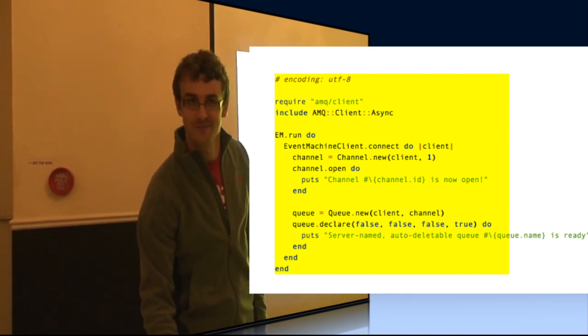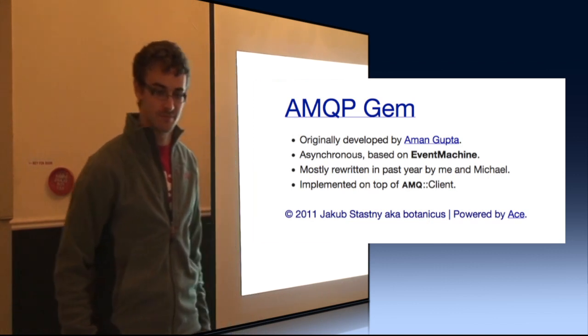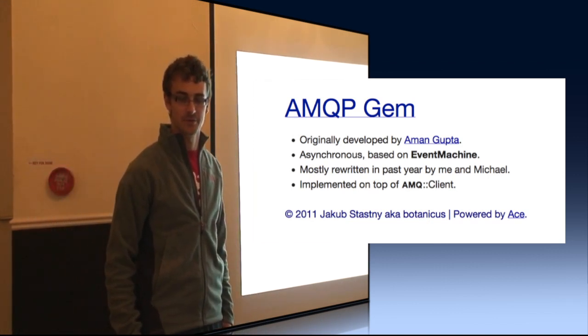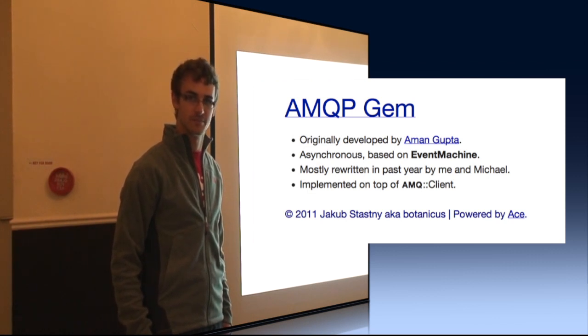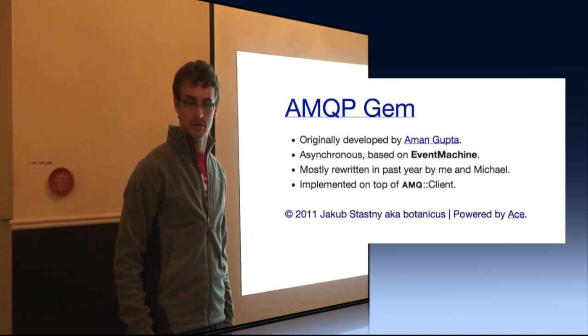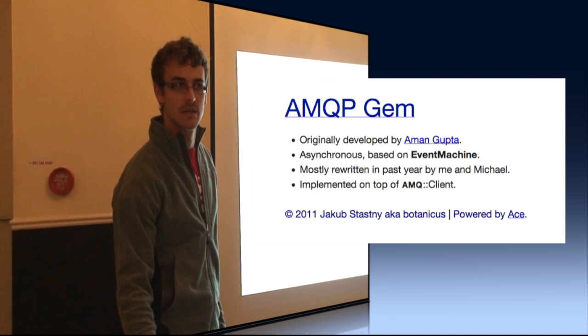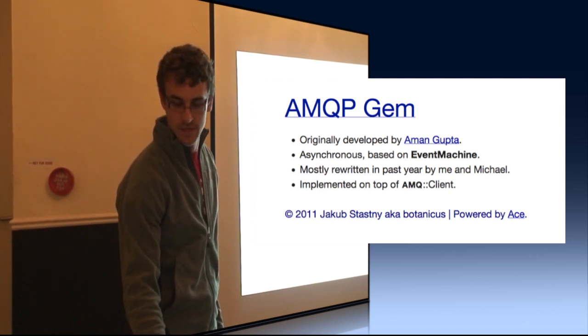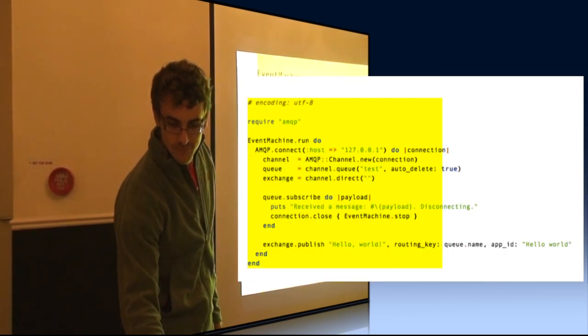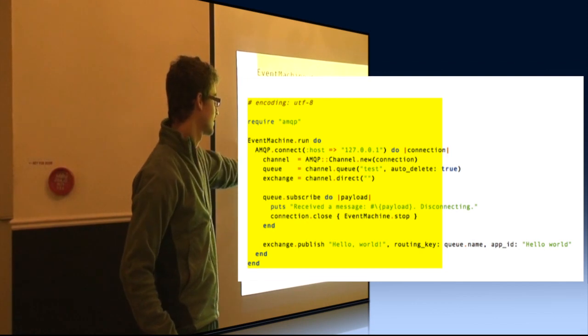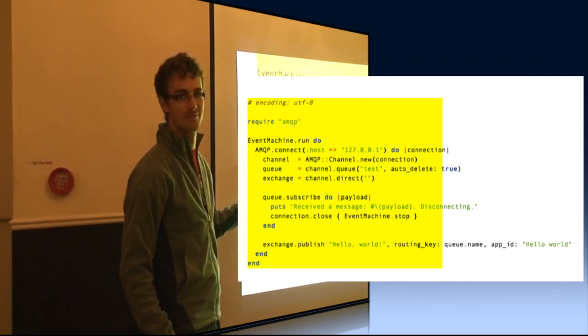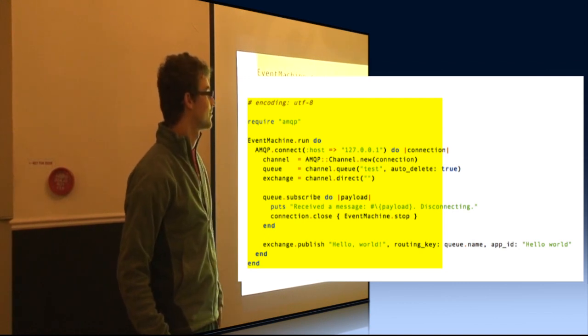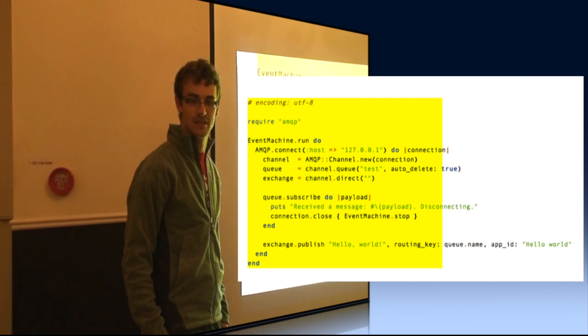It's definitely better to use something more high level, and the most obvious choice is the AMQP gem, which was developed back in 2008 by Aman Gupta. It's based on top of EventMachine, which is basically a reactor pattern implemented in Ruby. It was mostly rewritten by me and Michael Klishin in the past year. Here is how it looks. It's again callback passing style, but much more high level. You get all the nice stuff like reconnections working and so on.